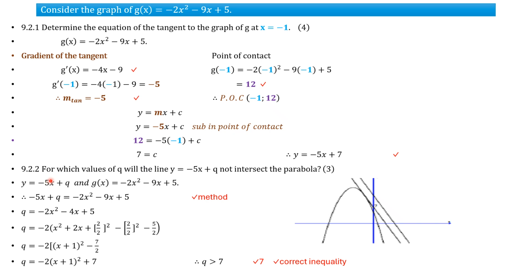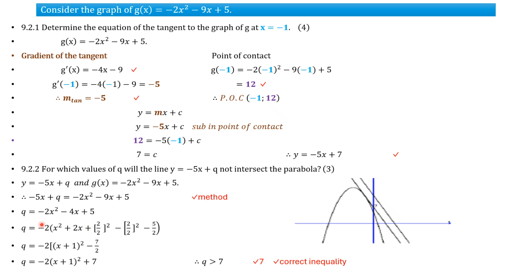So 9.2.2: for which values of q will the line y equals -5x plus q, so there you see we have the same gradient as the tangent, not intersect the parabola. So -5x plus q equals -2x squared minus 9x plus 5. At those 2 points they would make contact. So if I solve for q and bring the -5x over, -9x plus 5x becomes -4x plus 5. Now I'm going to complete the square.